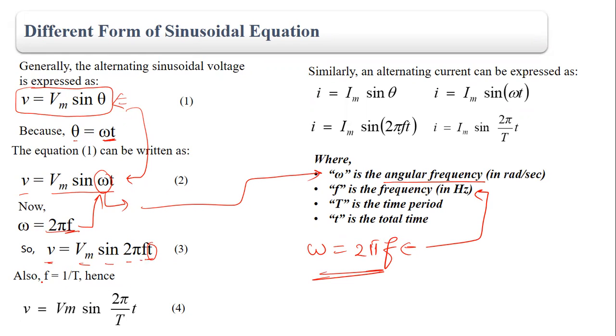Then f is basically 1 upon T. So if we replace f with 1 upon T in equation number 3, we get a new representation of a sinusoidal alternating voltage, which is V is equal to Vm sine 2 pi by T into t. Similarly, we can have the mathematical representation of the alternating current, in terms of theta, omega t, frequency, and time period. Theta is the angular displacement, omega is the angular frequency, f is the frequency in hertz, and T is the time period. This is how we can represent alternating voltage and alternating current in different mathematical forms.